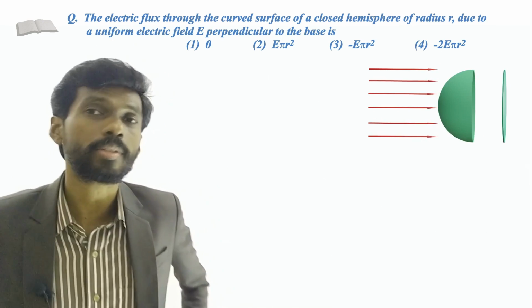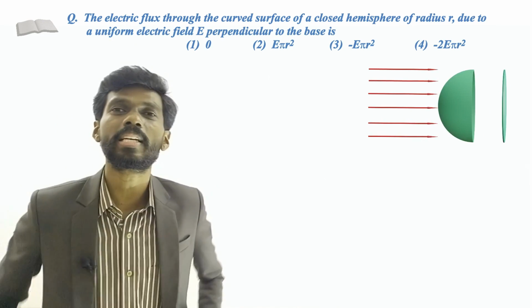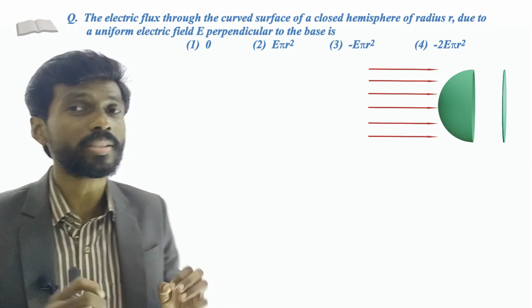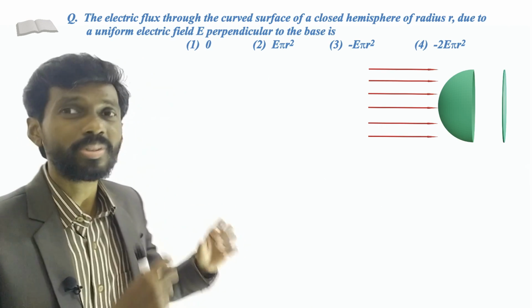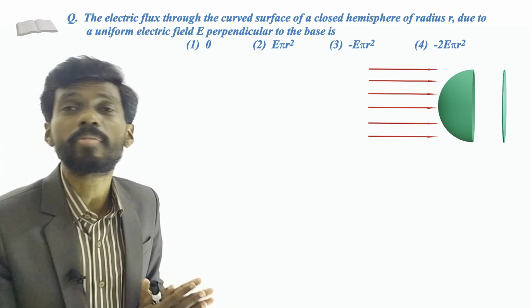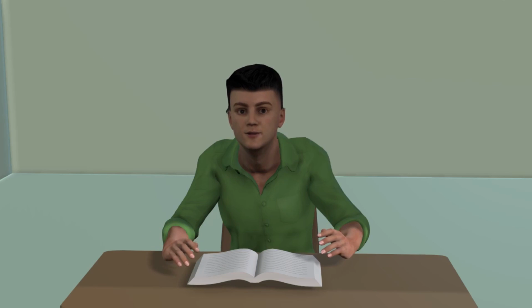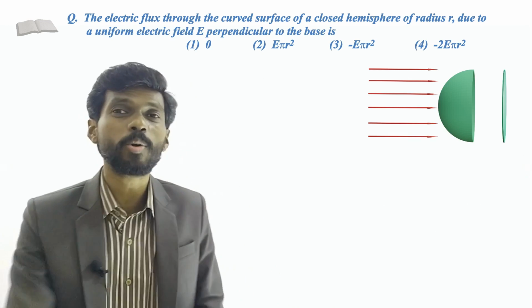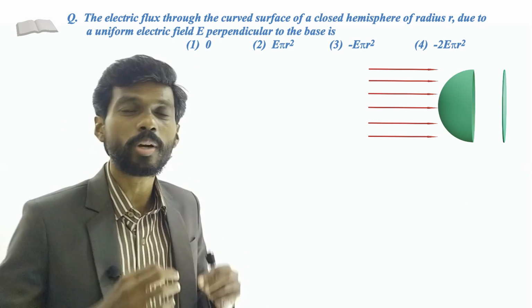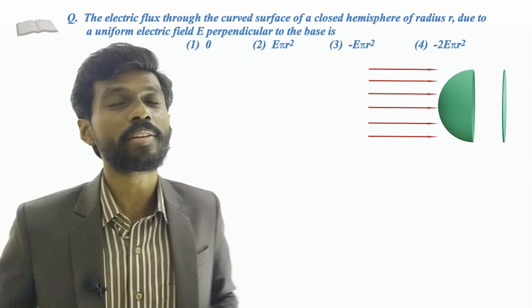Now we have a uniform electric field. Due to this electric field, we need to find the electric flux through these two surfaces. Can you tell me what is the total electric flux due to this electric field through the entire surface? 0, as it is a closed surface. Yes, it is a uniform electric field and also a closed surface. So as we know, the electric flux through a closed surface due to a uniform electric field is 0.